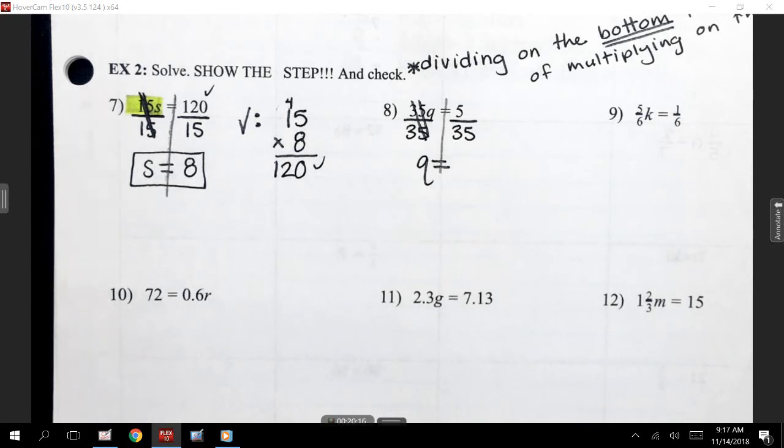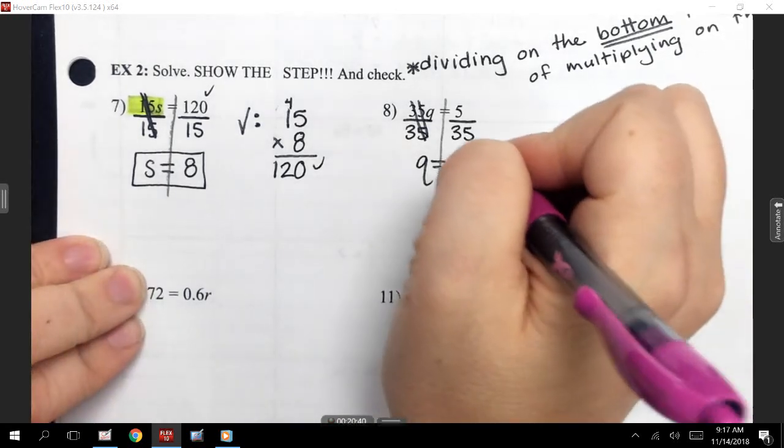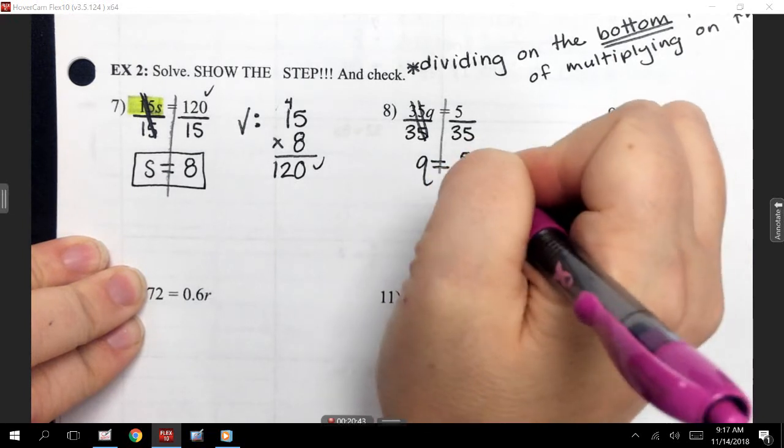Okay? 5 over 35. Since I wrote my division that way, what does 5 over 35 look like? A fraction. Looks like a fraction, doesn't it? You ready for the big secret? It is a fraction. It looks like a fraction because it is a fraction. So we're going to treat it just like that. All right? So, guys, I can say, okay, Q equals 5 over 35.